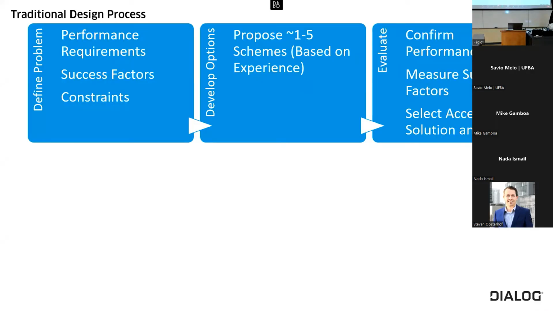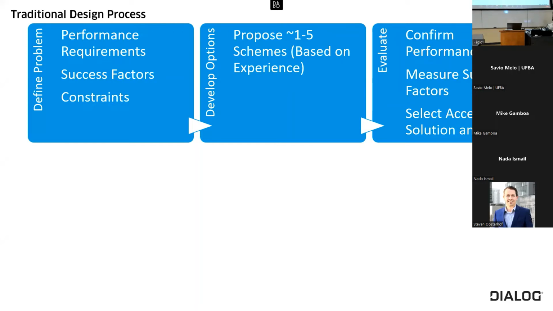So a traditional design process always starts with defining the problem. What are the constraints and parameters that inform your design? And then what are the success factors that you're trying to achieve? Then a traditional design process would usually involve developing a series of options that you're going to evaluate. So I take out a piece of sketch paper or CAD and I would draw 1, 2, maybe 3 options typically. And a lot of those are informed by experience.